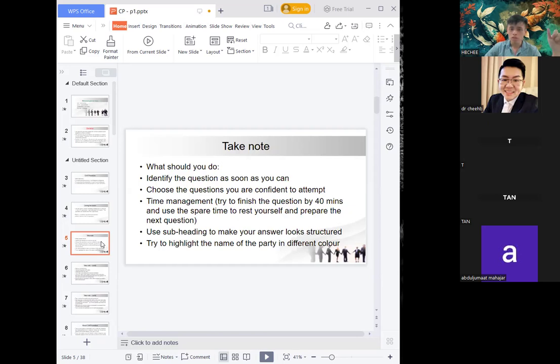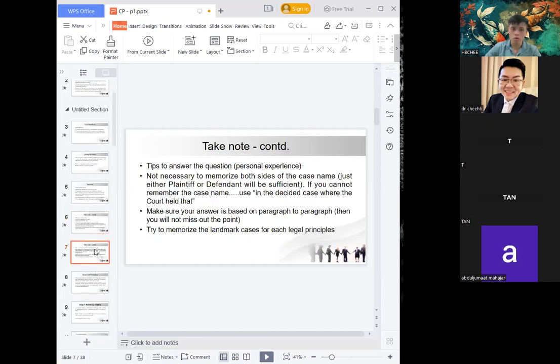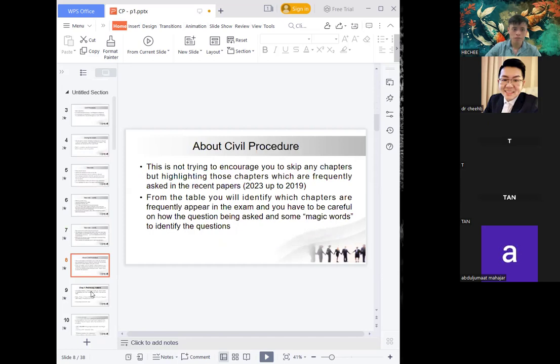To take this one, I think I will share it later. I will share it when we are doing our revision.